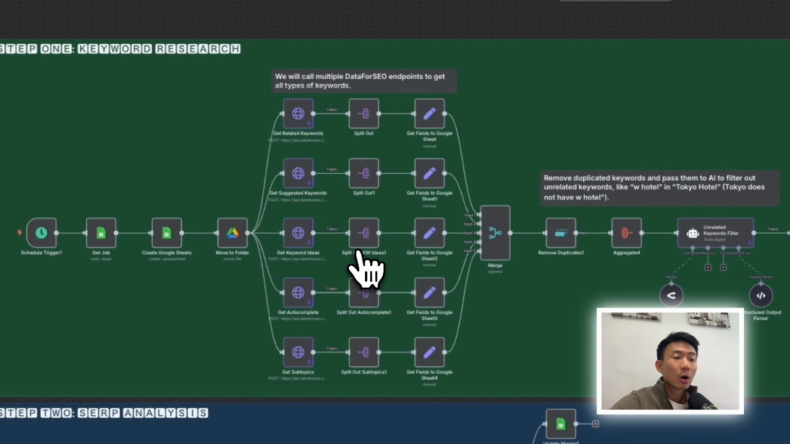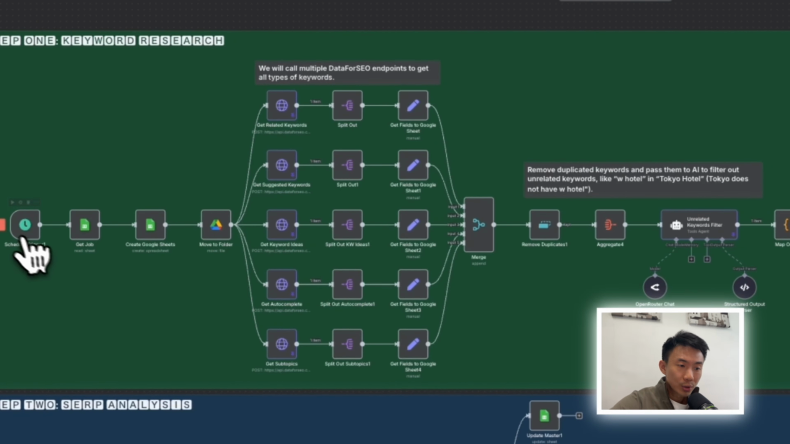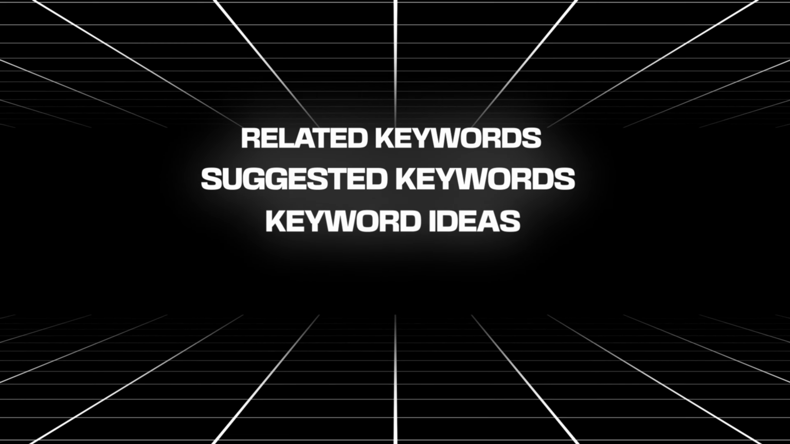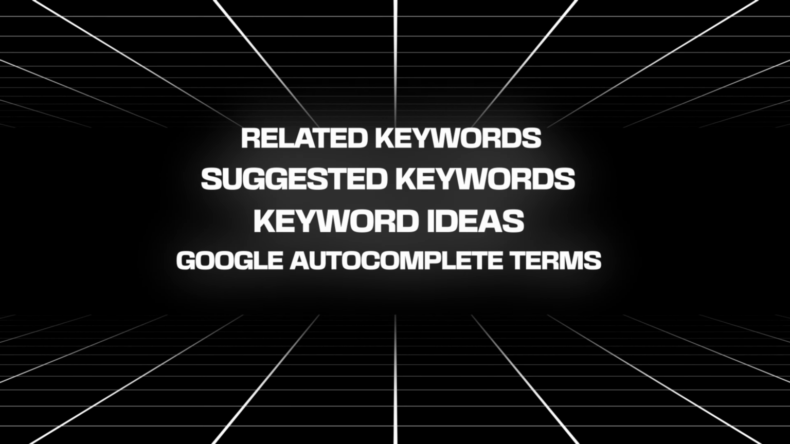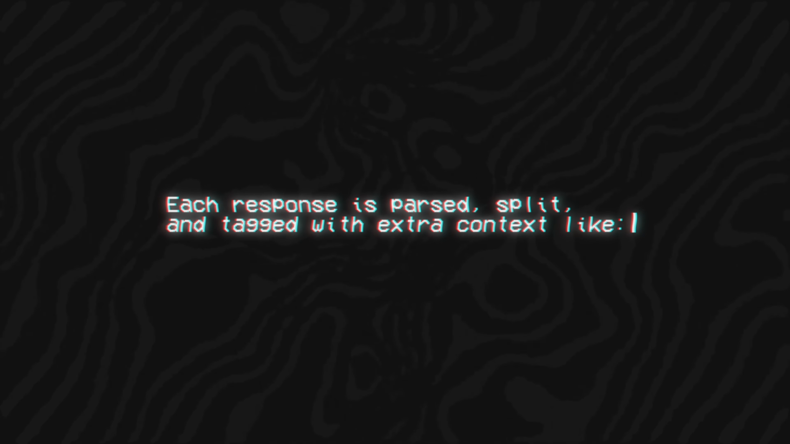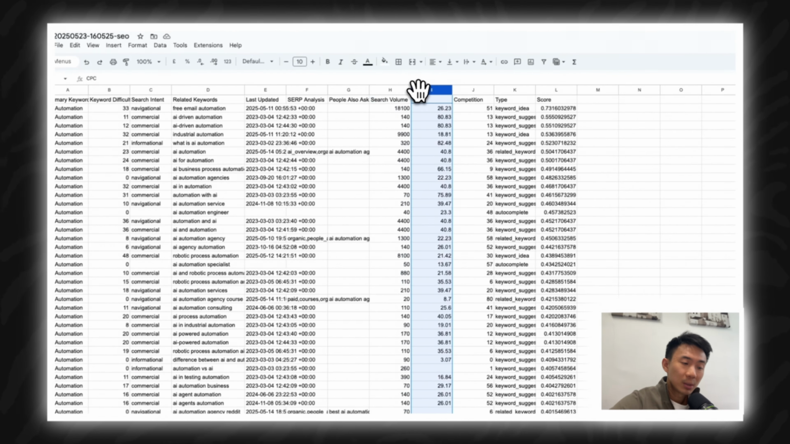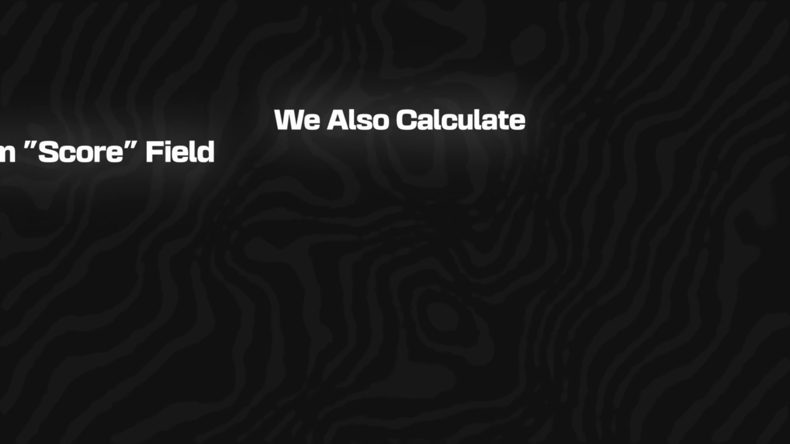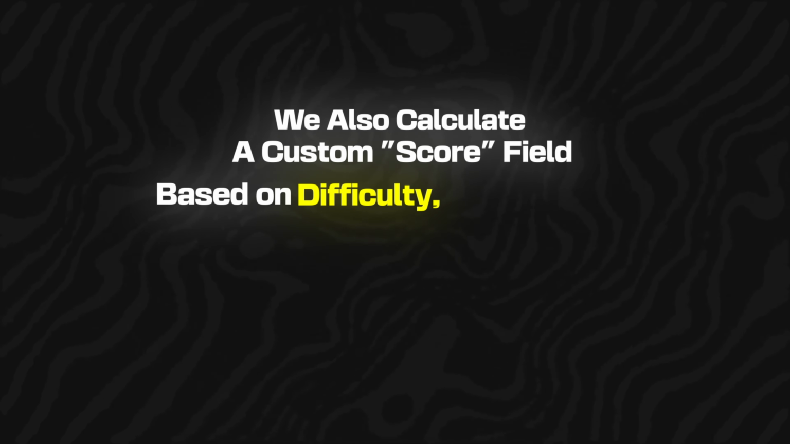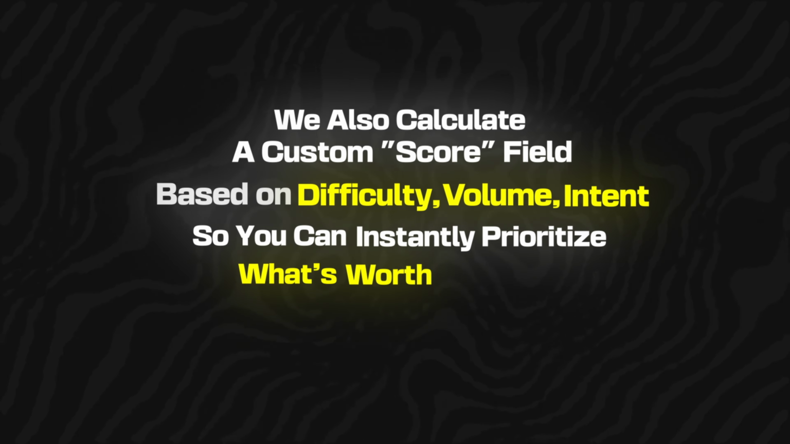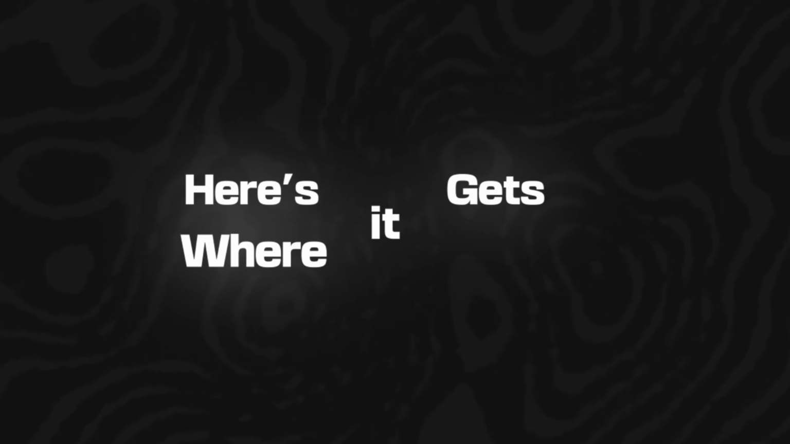Then the system fires off 5 parallel API calls to DataForSEO: related keywords, suggested keywords, keyword ideas, Google auto-complete terms, subtopics. Each response is parsed, split, and tagged with extra context like search volume, CPC, cost per click, competition, search intent. We also calculate a custom score field based on difficulty, volume, and intent, so you can instantly prioritize what's worth targeting. But here's where it gets better.